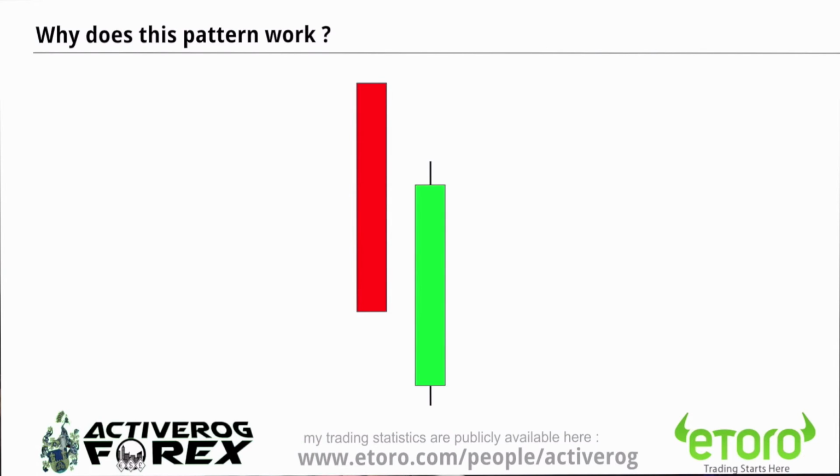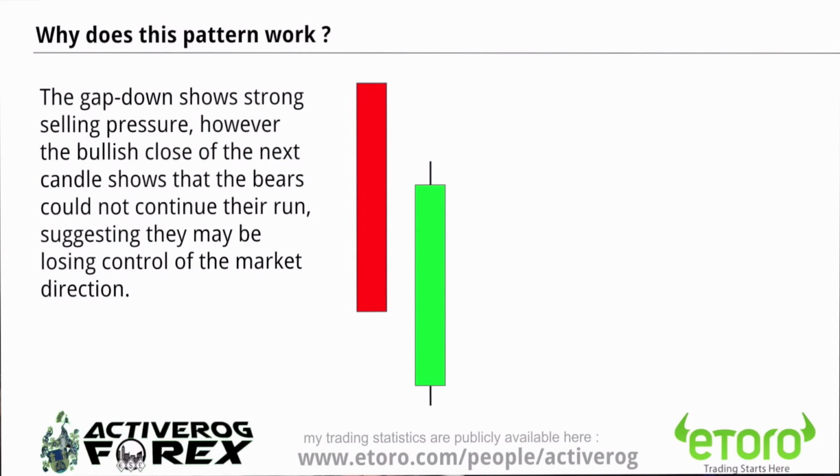Why does this pattern work? The gap down suggests strong selling pressure, however the candle then closed bullish, which shows that even though prices gapped down, the bears couldn't maintain control of the market direction.